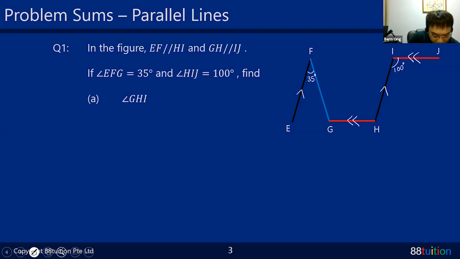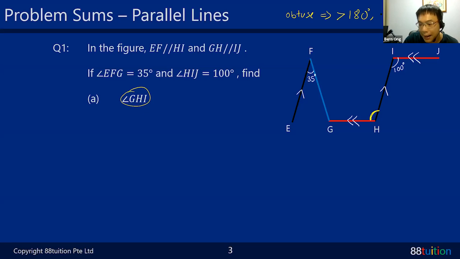Now the question wants to find angle GHI. Where is GHI? GHI is down here. Can you see? This is called GHI, or to be more precise, we can call it the obtuse angle of GHI. What's the meaning of obtuse? This word obtuse means it must be more than 180 degrees, less than 360.